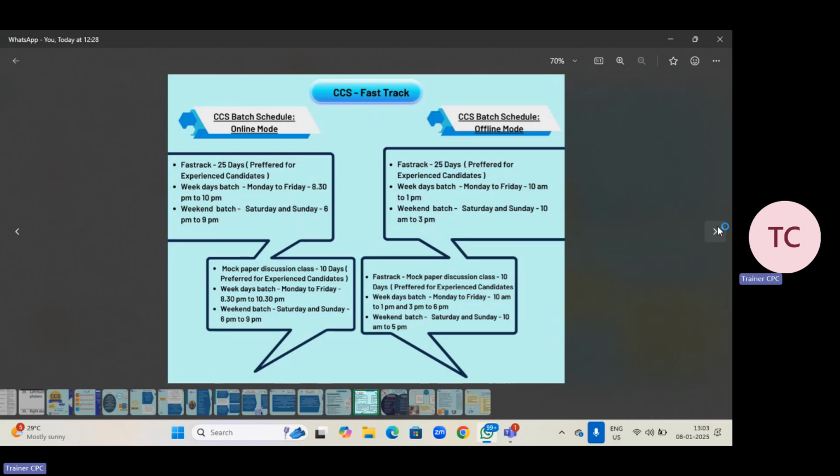And session timings will be the same, like Monday to Friday, 8:30 p.m. to 10 online, or weekend batch means Saturdays and Sundays, 6 p.m. to 9 p.m.